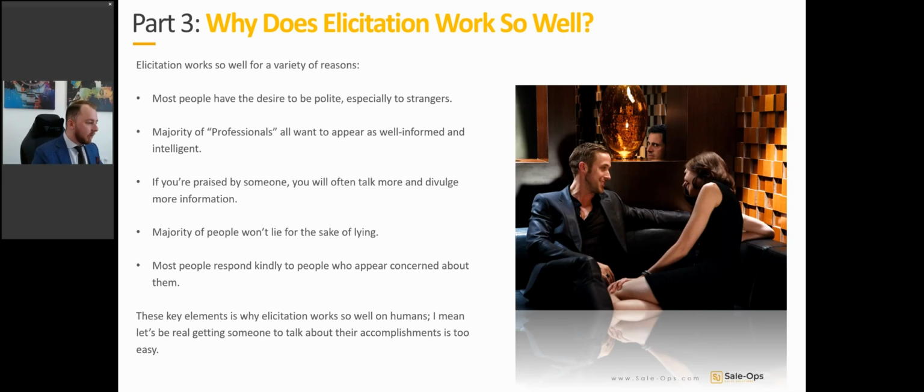And when people feel that someone's there to hear them out, that really genuinely cares about their ambitions, their aspirations, where they want to go, all of that, they seem to open up to those people very, very quickly. And these are the keys of why elicitation works so well on humans, right?